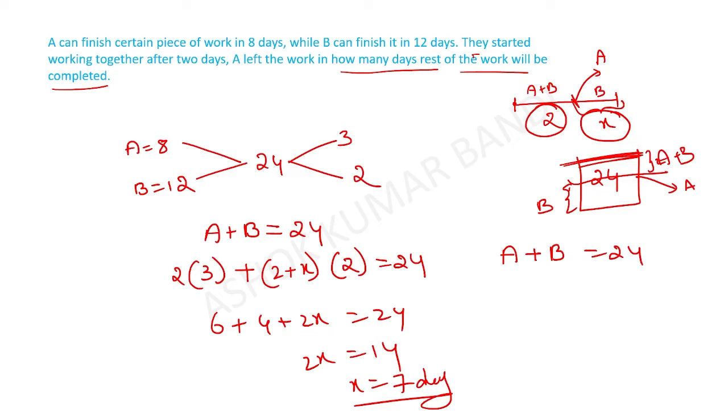Okay, I hope this one is clear. What we are doing here is, we know that only 2 people are finishing the work. So work done by A and work done by B, if we add both of them, that should be equal to the total work, which is nothing but 24 in our problem. A is working for 2 days with the speed of 3 units per day. B is working for 2 plus x days with the speed of 2 units per day. Simply find out the value of x.